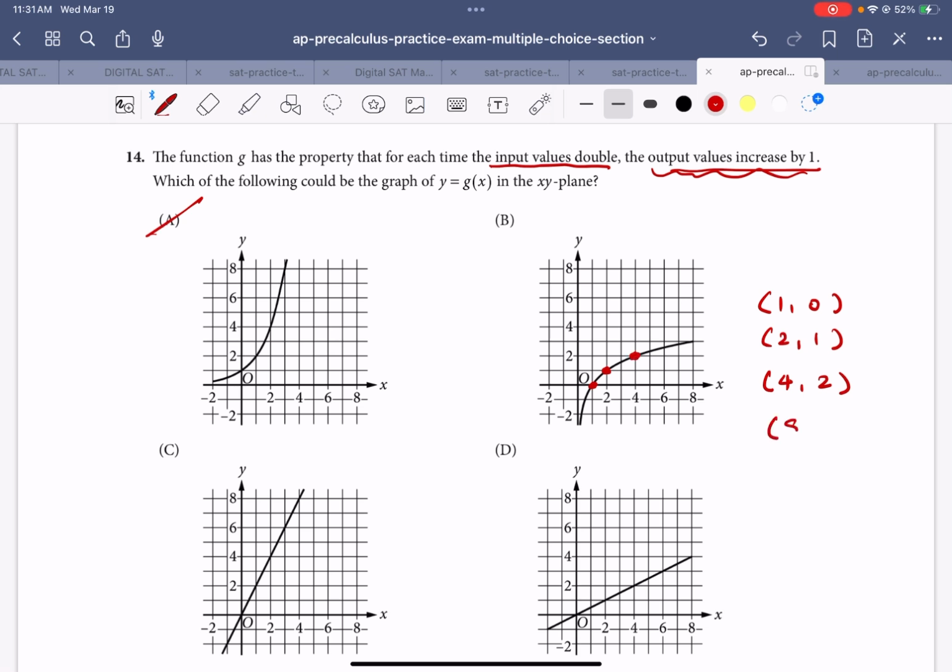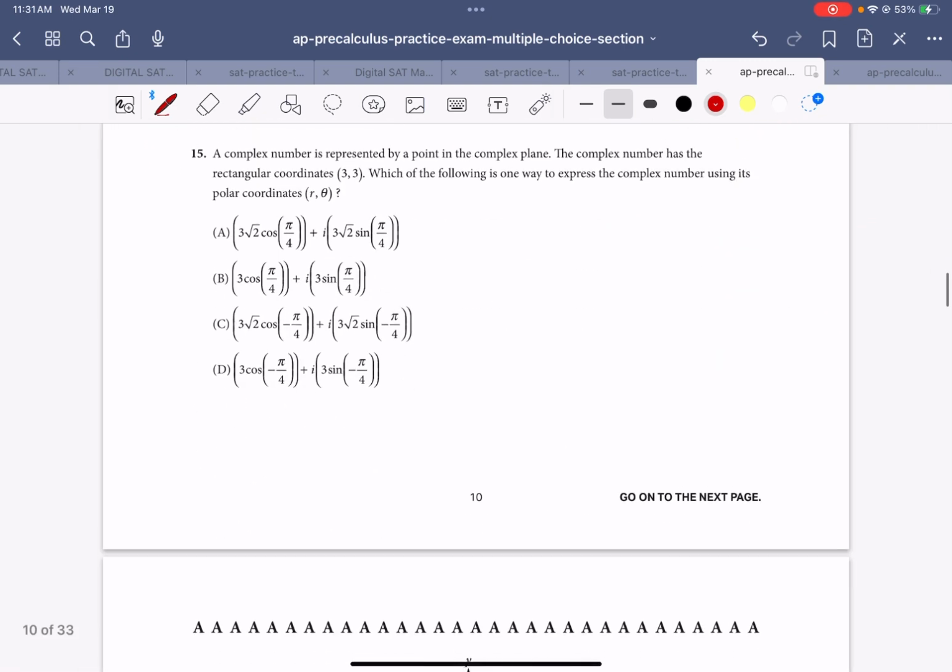Let's go one more. 4 times 2 is 8. And then the y value should increase by 1. Then 8, 3. That is also a correct point in the answer choice. So the answer has to be B. So we know that that's a logarithm function. Okay, the other ones you can check, but they shouldn't work for this description.